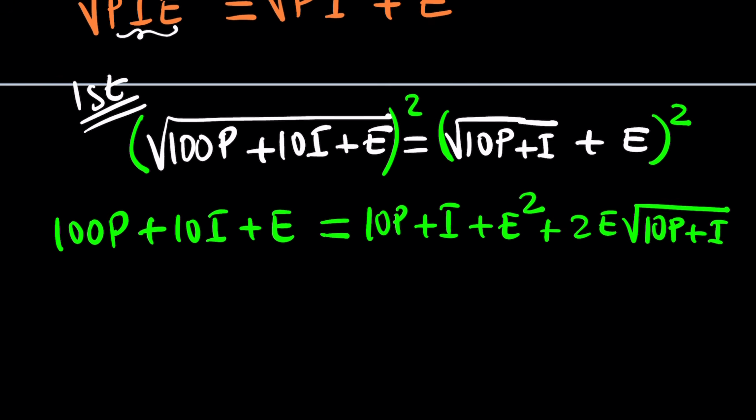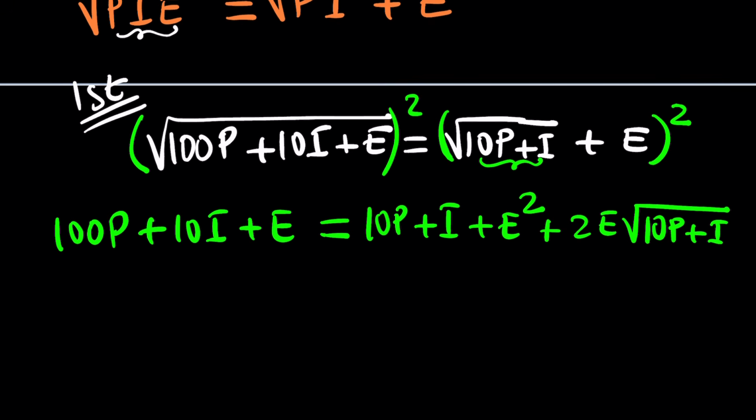Great. Now, here's the thing. The left-hand side is a 3-digit number now, right? But the right-hand side looks like a 2-digit number because of the 10p plus i, but we're adding more numbers to it. So this is pretty interesting, actually. You take a 2-digit number, you square root it. So there's a couple different ways to go about it.